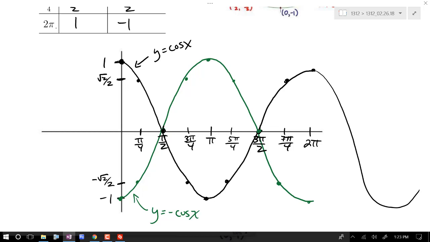And essentially how we can plot any number of sine cosine curves while making sure we only need to plot a very minimum number of points, right? Because we don't have to keep going through this process of making a little table every time we want to see what this graph looks like.